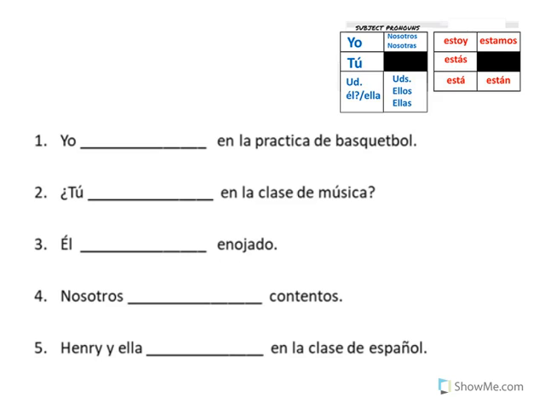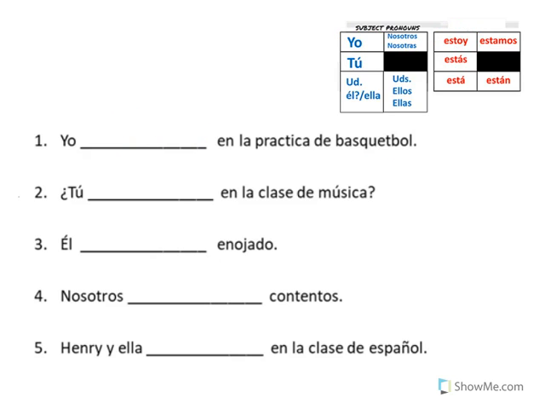Alright, now the examples. Número uno. Yo blank en la práctica de basketball. We want to say I am in basketball practice. Yo, very simple again, just like we did. Here's my chart. Yo, I just match it up with that one. Yo estoy, I am in basketball practice. En la práctica de basketball.